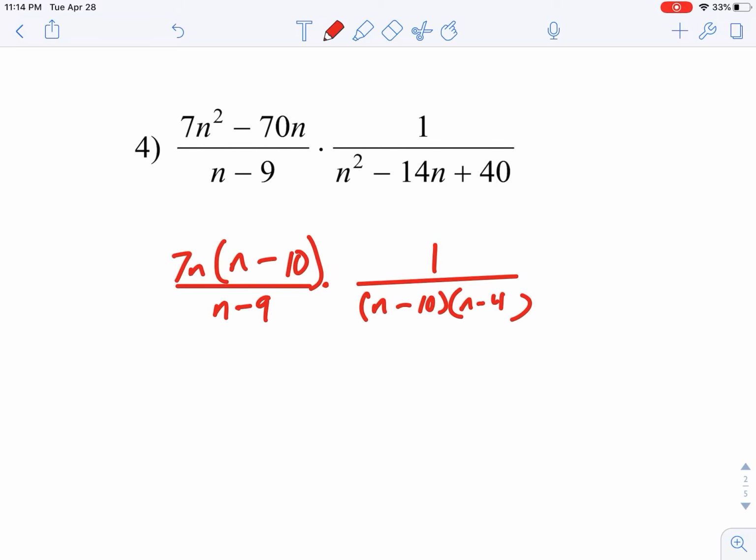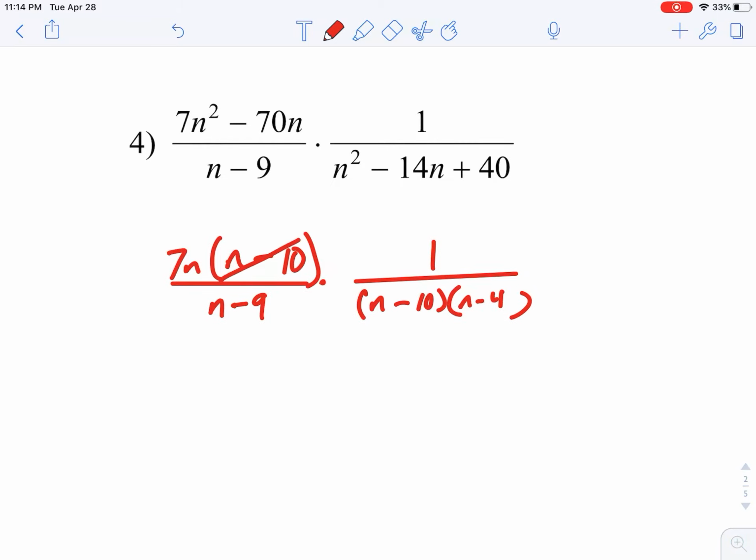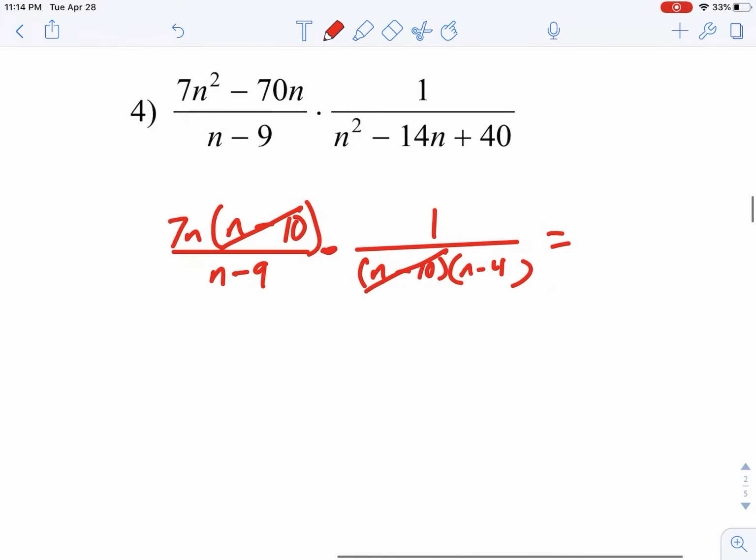But we can do something called cross canceling. N minus 10, and then if we cross over this times sign, there's another n minus 10 there. You are allowed to do that. It totally works. Remember, when things cancel, they just leave ones. I don't usually write them in. I did up here, but generally it doesn't matter.